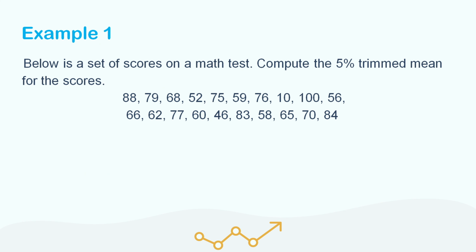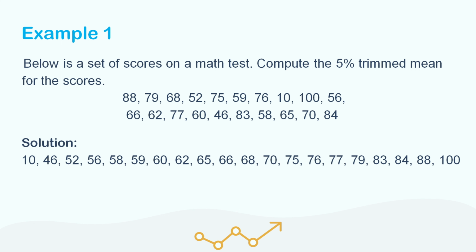So for example, number 1, below is a set of scores on a math test. Compute a 5% trimmed mean for the scores. So you have these values 88, 79, 68, and so on and so forth. You have 70, 84.